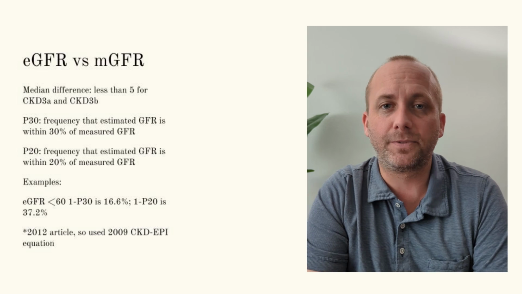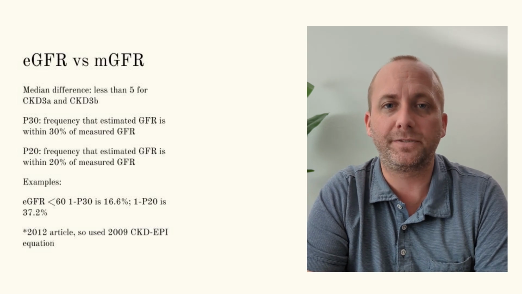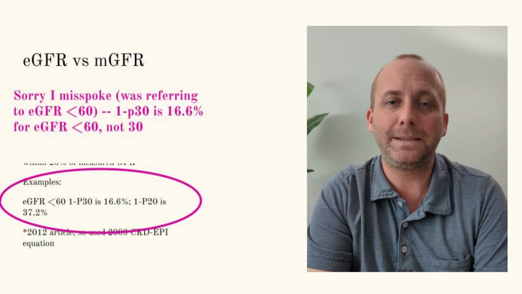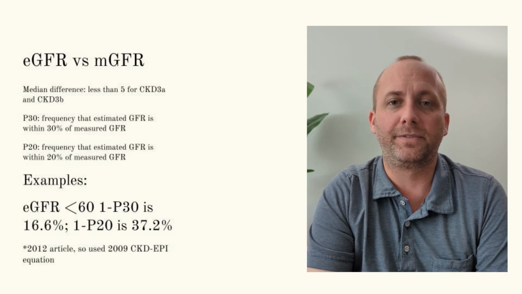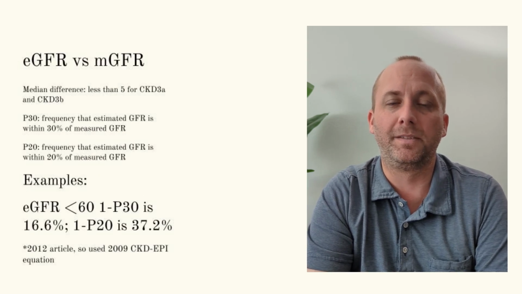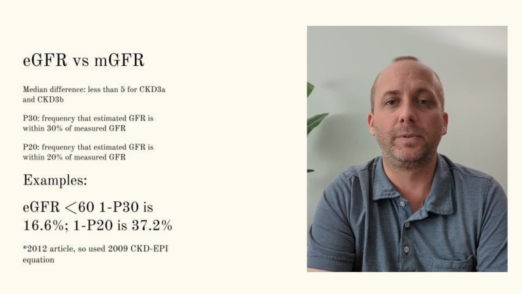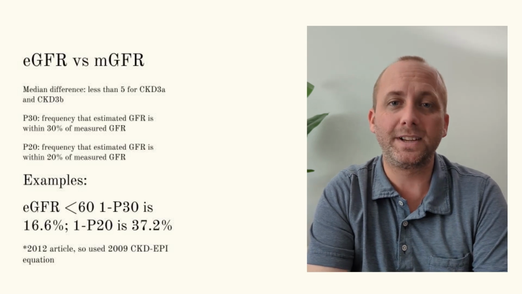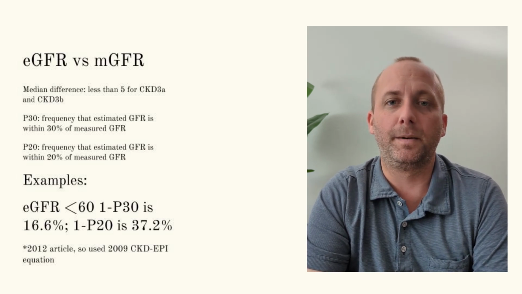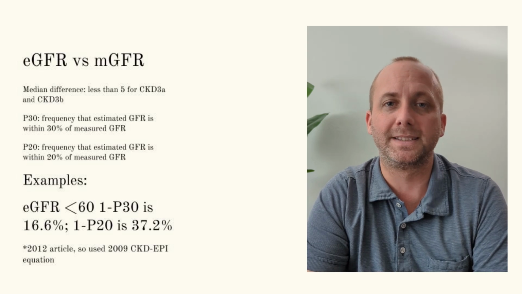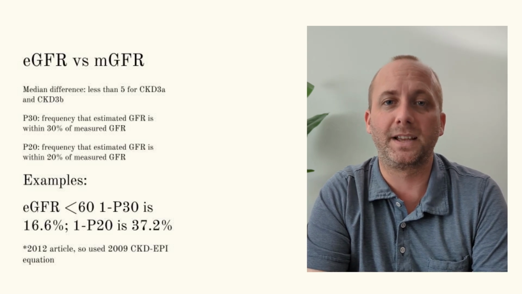What this means, for example, for a patient with an eGFR less than 30, up to 16% of the time, their eGFR is going to be more than 30% above or below the measured GFR. And if we go with the P20, up to 37% of the time, a patient whose eGFR is reported to be less than 60 is going to be more than 20% above or below that.